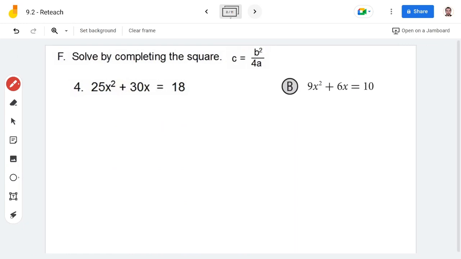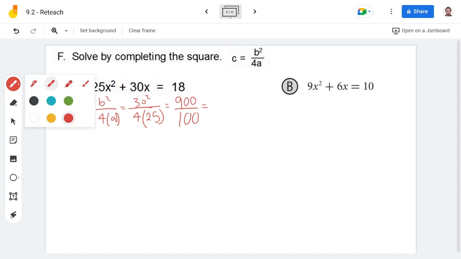Now here we have another equation. We can do the same thing, but here, now 25 is a, 30 is b, and c is equal b squared over 4a. So c is 30 squared over 4 times 25. These are big numbers, but if the questions have big numbers, it's fine. You can just compute them: 30 squared is 900, and 4 times 25 is equal to 100. So as you can see, it's a big number, right? But you can simplify them. 900 over 100 is equal to 9.